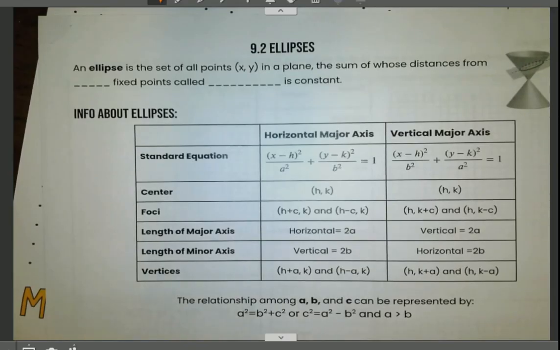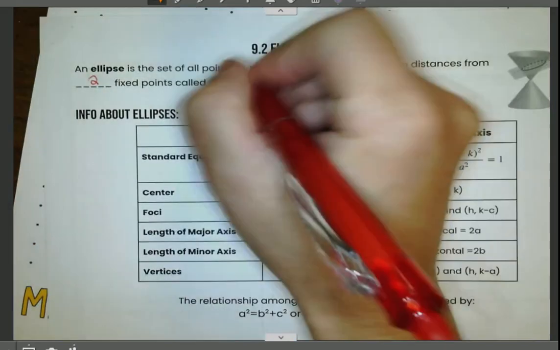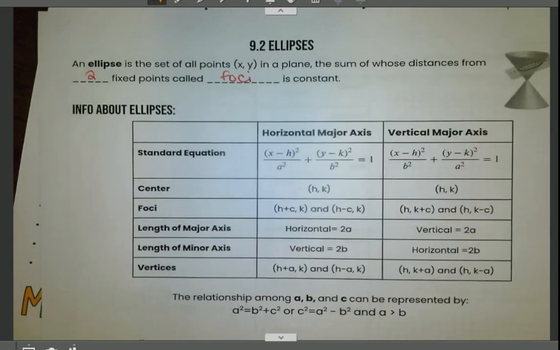Section 9.2 deals with ellipses. An ellipse is the set of all points x, y in a plane, the sum of whose distances from two fixed points called foci, one would be a focus, is constant.